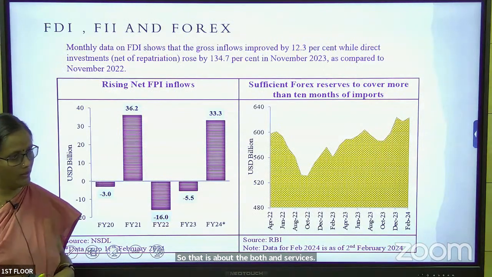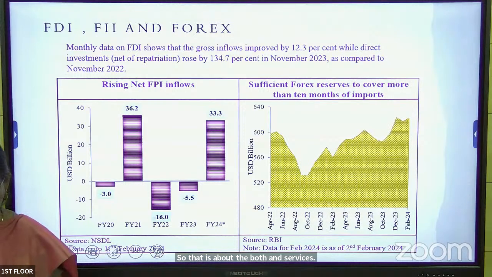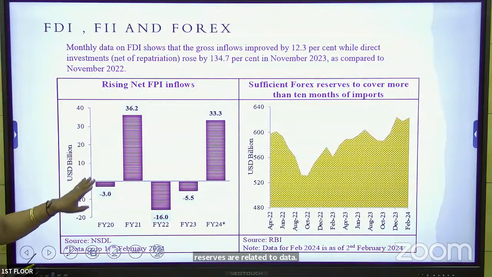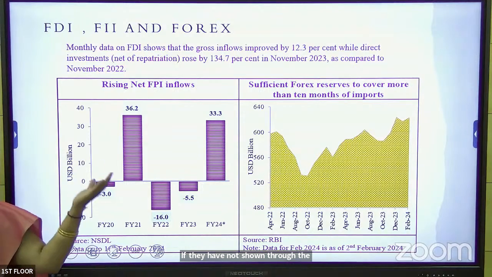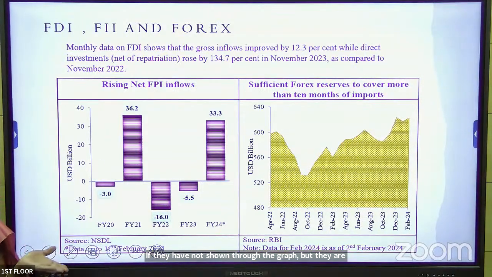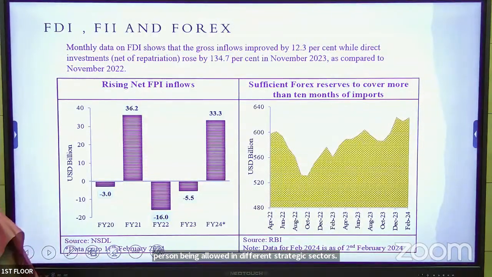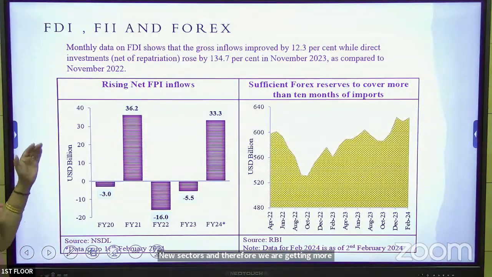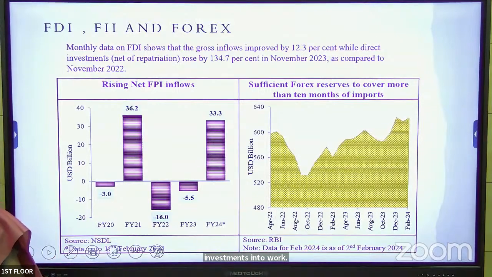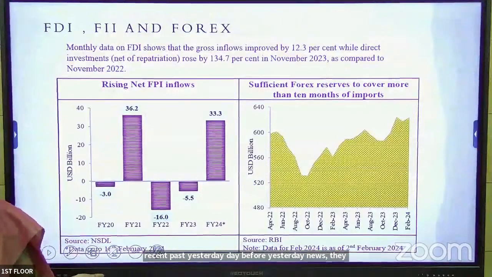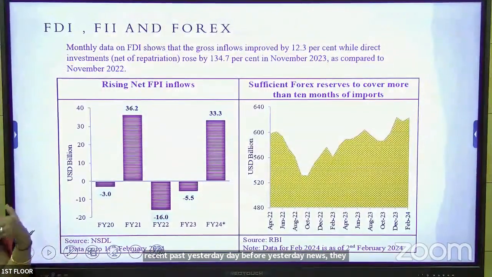Now comes your FDI, FII, and the foreign exchange reserves related data. FDI, they have not shown through the graph, but they are saying that there is a lot of automatic route, 100% being allowed in different strategic sectors, new sectors, and therefore we are getting more investments into it. Whereas FPI, in the recent past, yesterday, day before yesterday news, they said that in February there was a heavy FPI inflow inside the country.